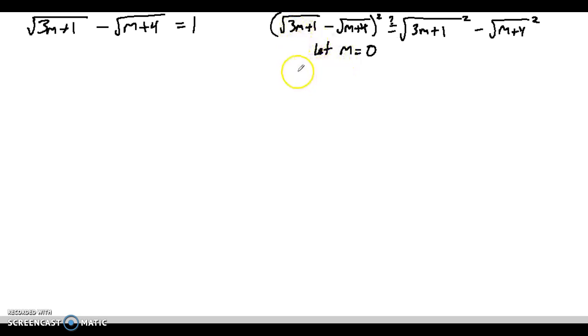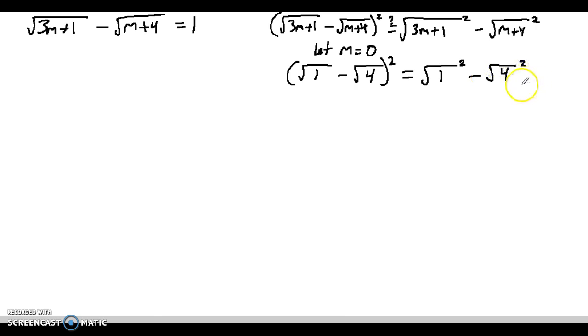So if m is 0, on the left-hand side, we have the square root of 3 times 0, which is 0, plus 1 is 1, minus the square root of 0 plus 4, which is 4. And we're squaring that. On the right, we have the square root of 1 squared minus the square root of 4 squared. So again, let's look at the left. Square root of 1 is 1. Square root of 4 is 2. So we have 1 minus 2, squared.